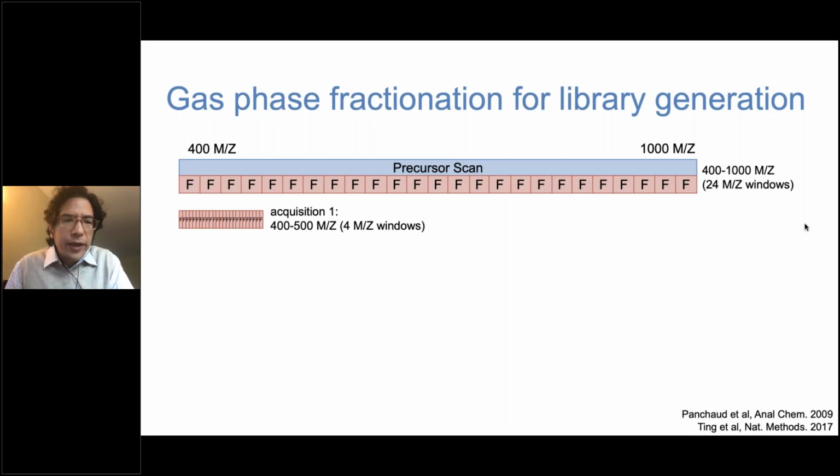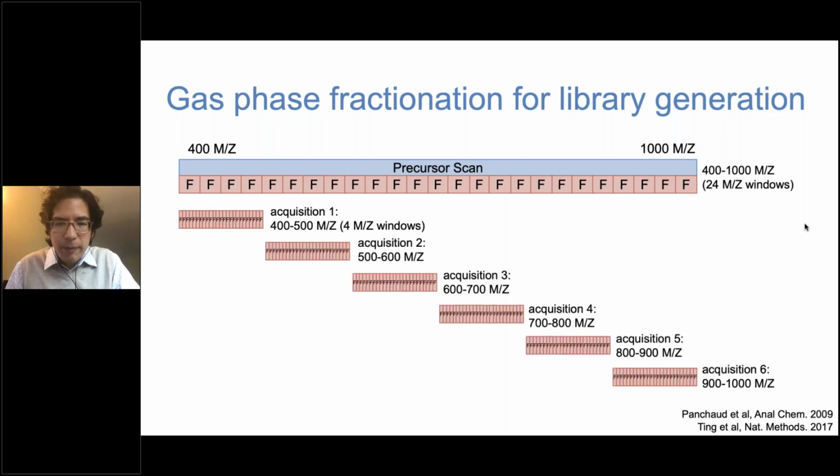For library generation, we typically break this up into not just 2 fractions, but actually 6 fractions. For example, in this case, we'll monitor from 400 to 500 in 4 m/z wide windows. After deconvolution, this essentially produces 2 m/z wide DDA quality or PRM quality libraries, except they're based off of DIA methods. If you acquire 6 of these, you wouldn't want to do this for every experiment, but it can be really beneficial for library generation.